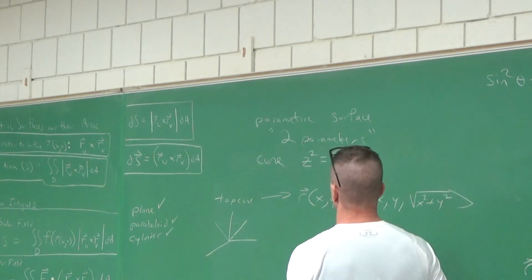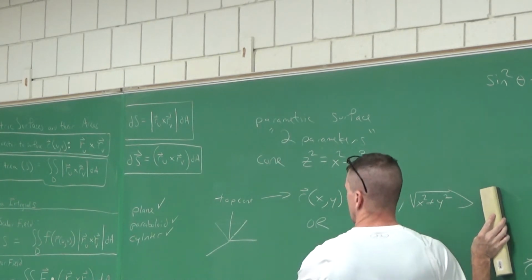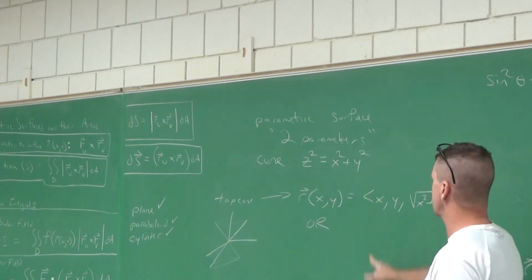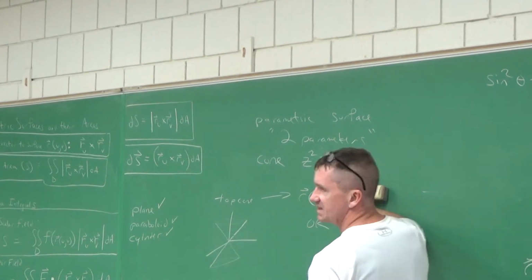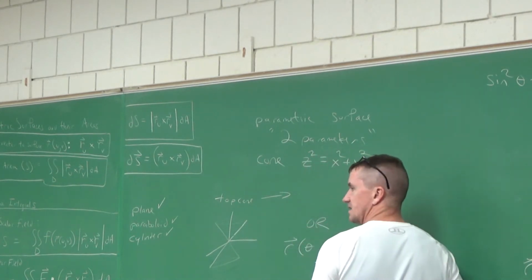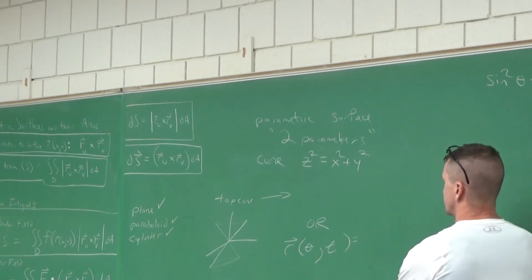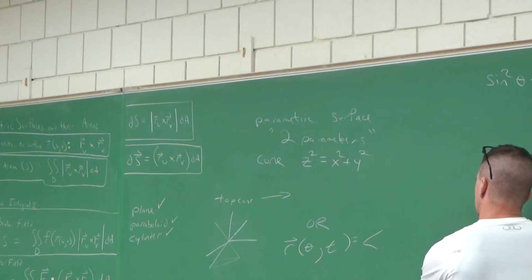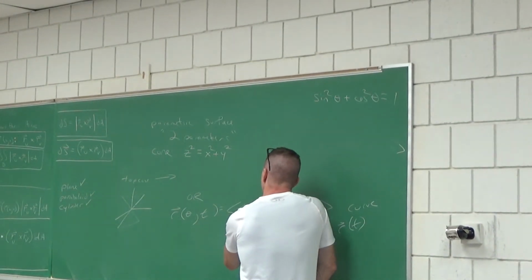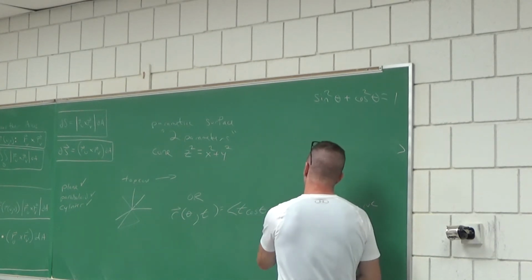So let's come up with a parametric representation of the double cone on the z-axis. Can I erase this? Like we did the cylinder. How about this? I'm going to use theta, and it doesn't matter what the other parameter is. We could use a t. Check it out. How about t cosine theta, t sine theta, and let this be t.